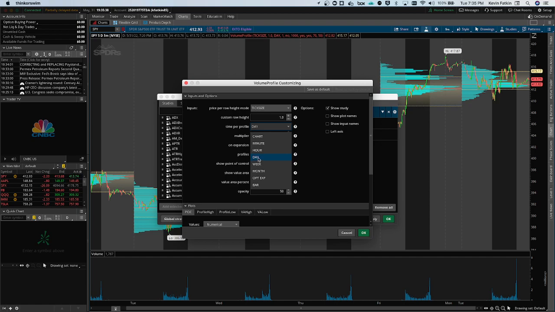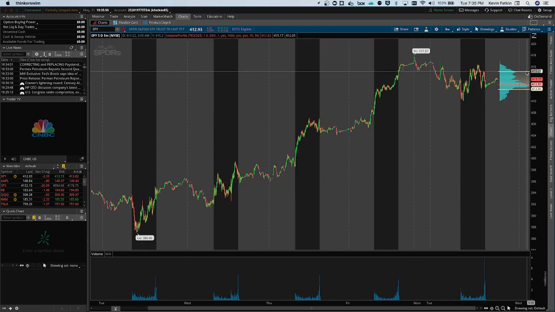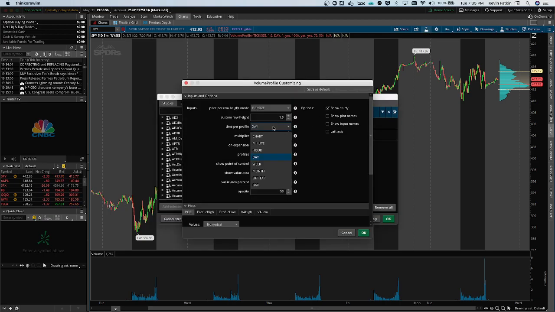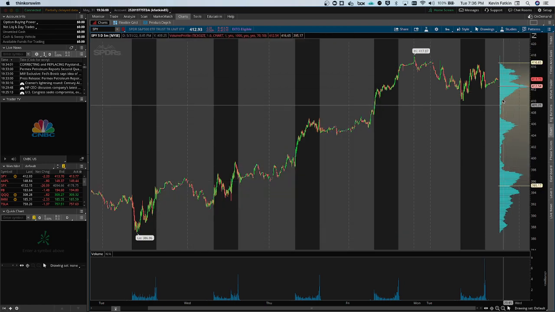Again, for lower time frames I keep it to day, for higher time frames I do week or month. I don't use a multiplier. Now here's the important part. On expansion, you must set this to no. If you leave this as yes, you can see it just moves everything to the right over here, which is kind of like that visible range profile. But if you're doing that, then you want to set it to chart and leave it as is so it shows what's on your chart.